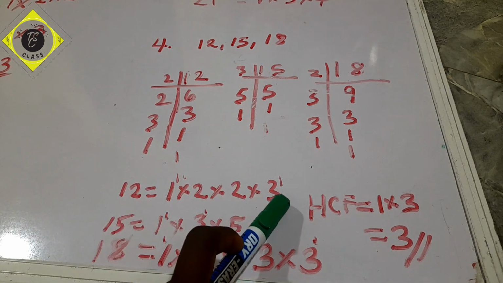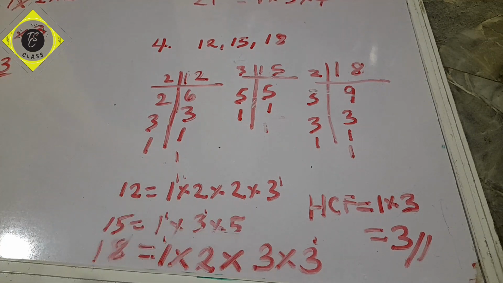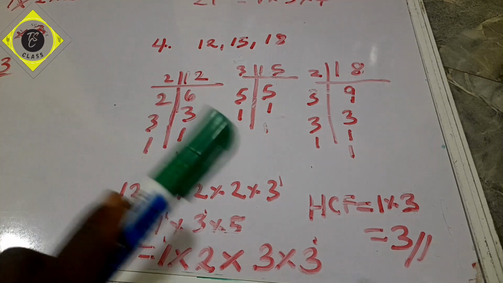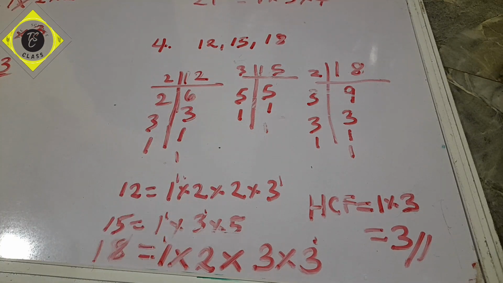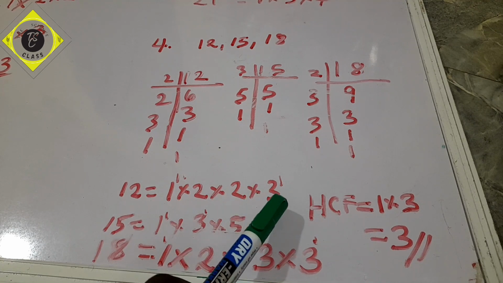There is 3 here. There is 3 here. And there is 3 here. So 3 is part of it. Now we notice that we have only one 3 here and one 3 here. So we cannot use more than one 3 since we have only one 3 here.